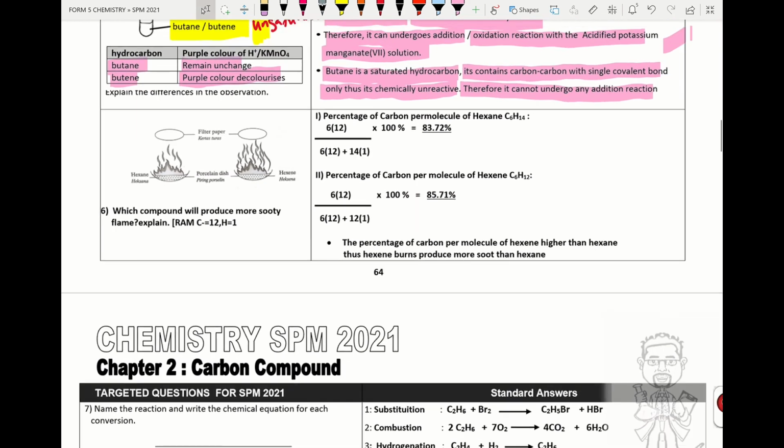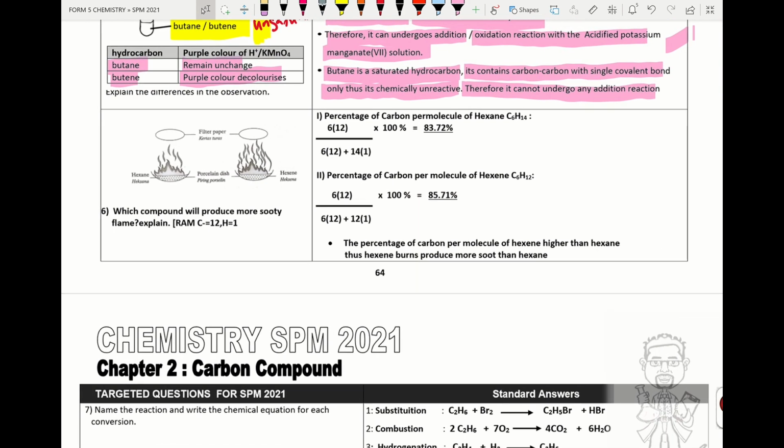All right, we move on to the next short question. The student needs to calculate the soot produced by the alkane and alkene compounds. The soot is known as the black powdery substance produced once the hydrocarbon undergoes the combustion process, and this soot is made up of carbon atoms. So here we have soot.